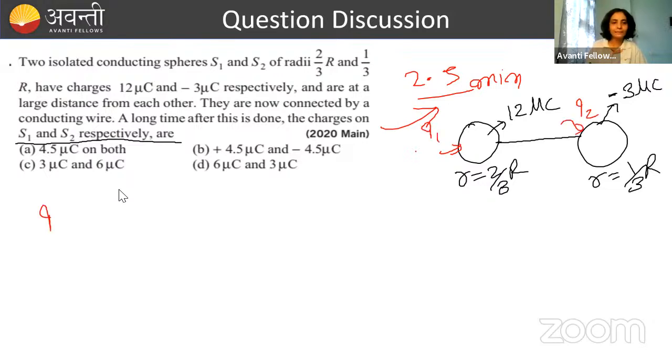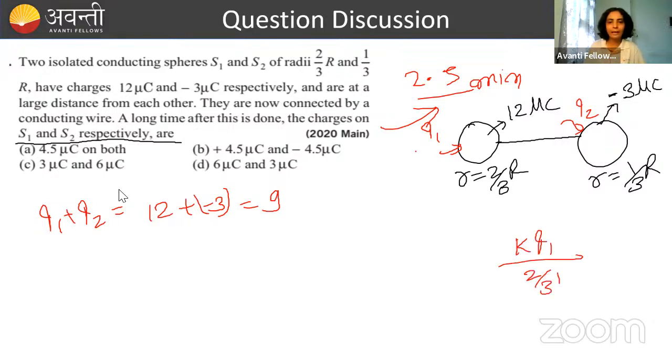First thing, Q1 plus Q2 will be equal to 12 plus -3. That is equal to 9. And second thing, kQ1 by 2 by 3R will be equal to kQ2 by 1 by 3R. So R cancels, k cancels, and 2 and 3 also cancel. So Q1 will be equal to 2Q2.